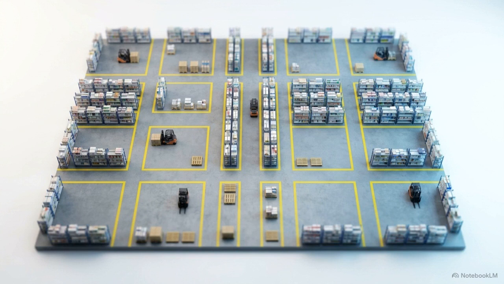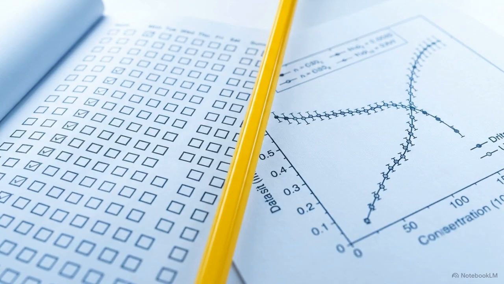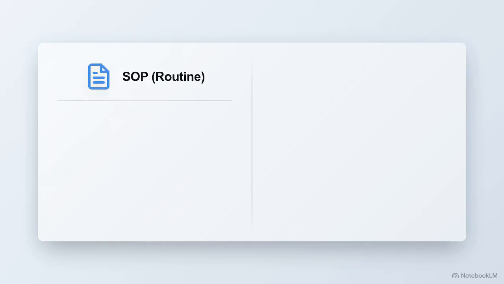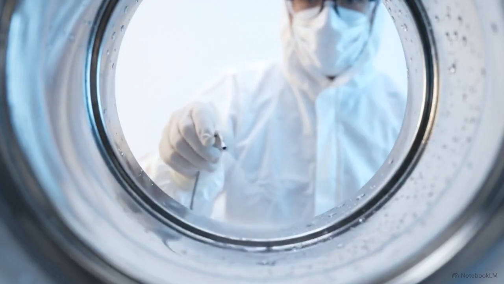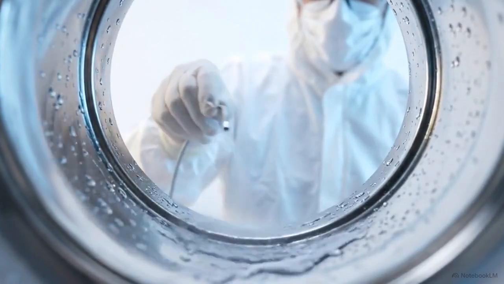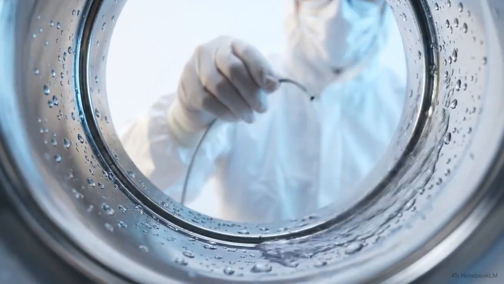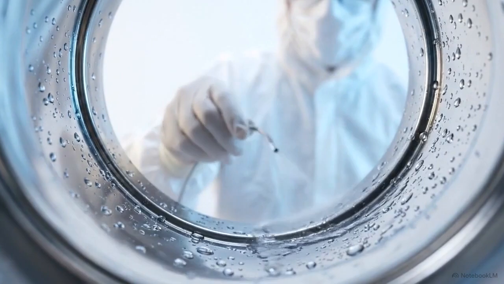To survive an inspection, quality teams must establish clear structural boundaries between how they execute routine tasks and how they conduct planned validation. This comparison matrix defines the boundary: SOP for routine execution on the left and protocol for planned validation on the right. The SOP side is your daily manual. It dictates the repetitive tasks that keep your facility running. For example, an SOP provides the exact, approved sequence for cleaning a bioreactor tank every time a batch is completed.